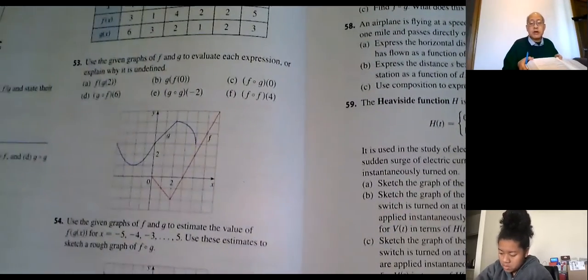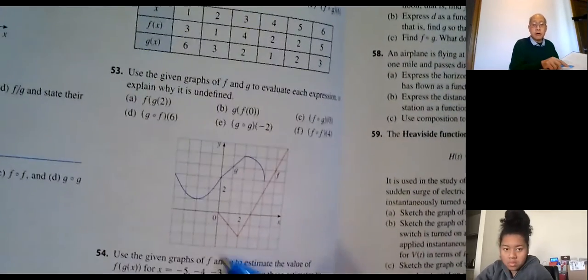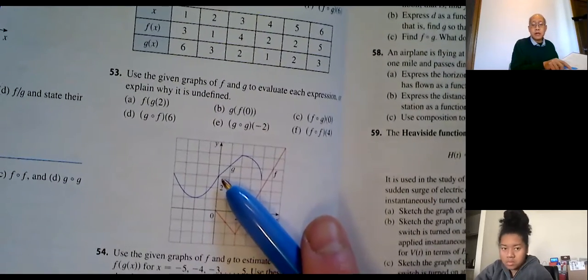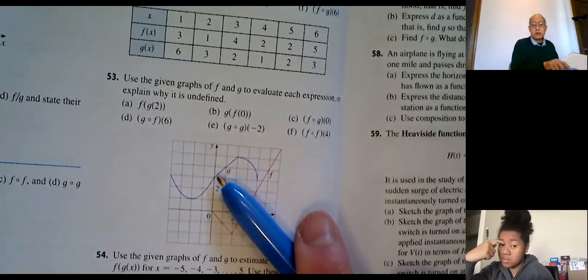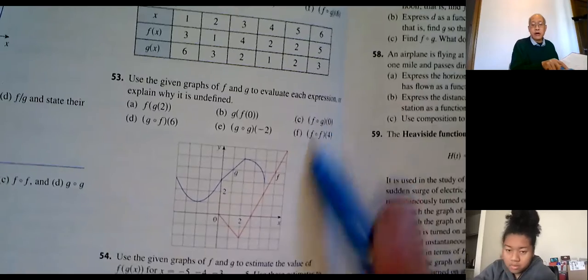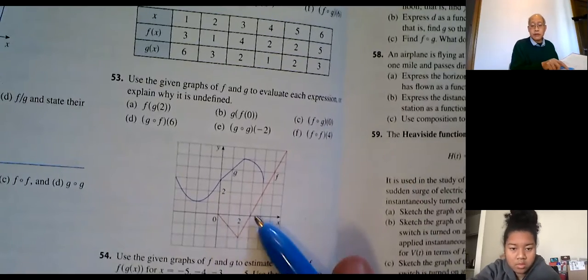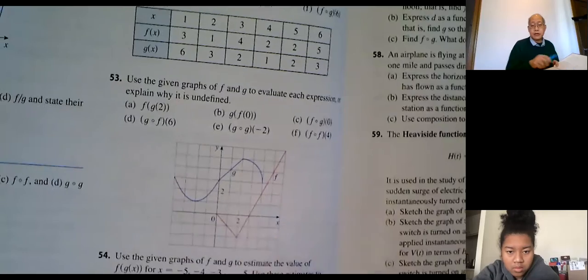C, F circle G of 0. That means I do G first. So G of 0 is 3, right? So G of 0 is 3. And now I do the second function, F. So F of 3, red graph, 3, looks like it's 0. So the answer to C is 0.